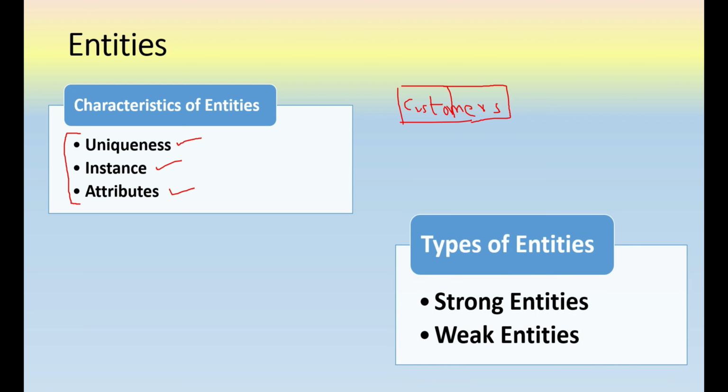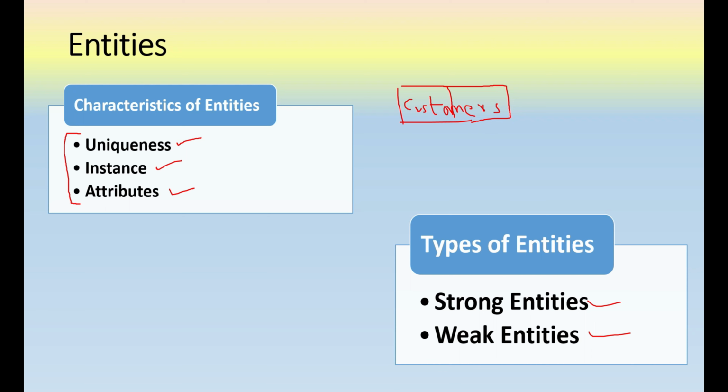Okay, and what are the types of entities? Basically we have two types of entity: strong entity and weak entity. What does that mean? Strong entities are entities that exist independently of other entities. For example, the product entity can exist without needing any other entity. Or for example, the customer entity also doesn't need any other entity to support it.